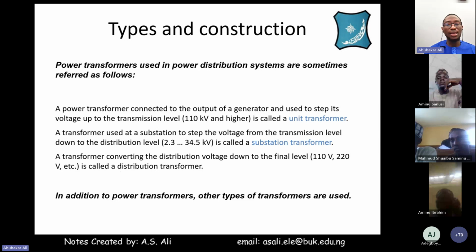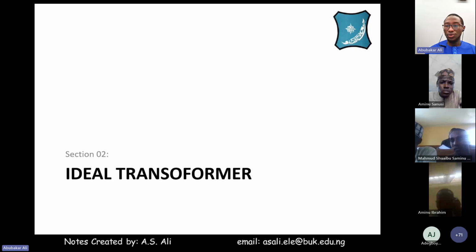Then from there, it is taken and it will go all the way down to a distribution transformer, which is the 110 volts or 220 volts. The one you are using in your houses, okay? And also the one we are using in the department. So that's about transformers. Quick overview of transformers, the types of transformers, the construction.